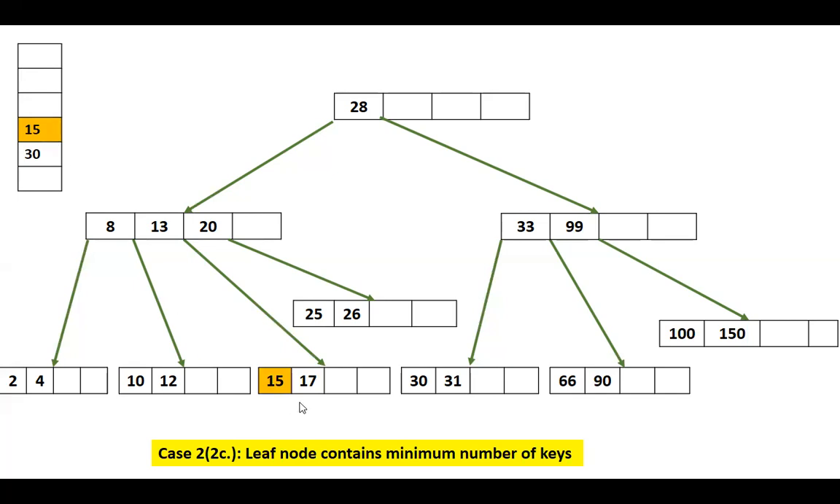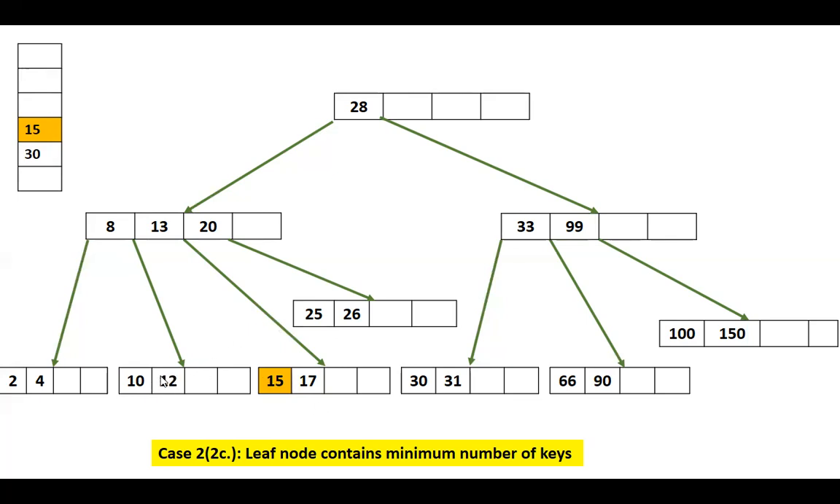So check here, 15. Now check whether it has the minimum required keys. So you cannot directly delete it. Check its left sibling. Left sibling also has minimum. Check its right sibling. Right sibling also has minimum. At that time, what you'll do is you'll merge the nodes, right? Because the left and the right both have the minimum required. So you cannot borrow from the left sibling, and you cannot borrow from the right sibling. So what we'll do is we'll merge the nodes here.